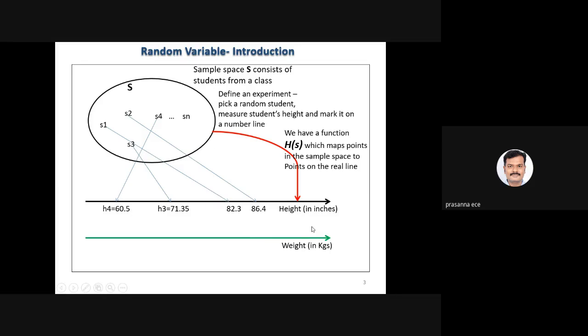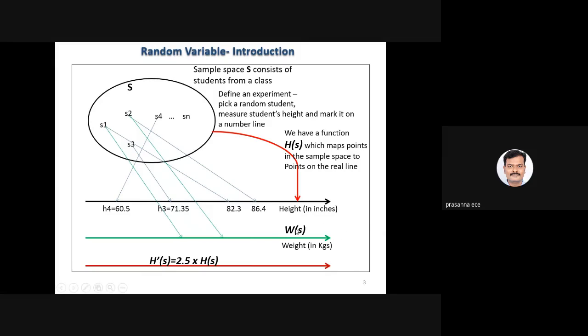Again, the weight is a random variable. Student S1 will have a particular weight, and student S2 will have another weight. So again, weight itself is a random variable. Now instead of measuring the height in inches, I'm asking you to measure it in centimeters. What will you do? We can define another function h dash of s, which is equal to 2.5 times h of s. If you do this operation, all the heights you get will be in centimeters. Again, that is a different random variable.